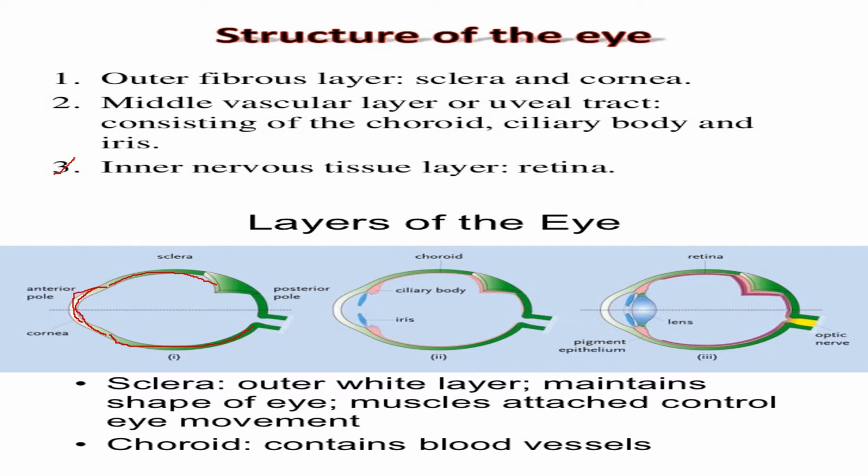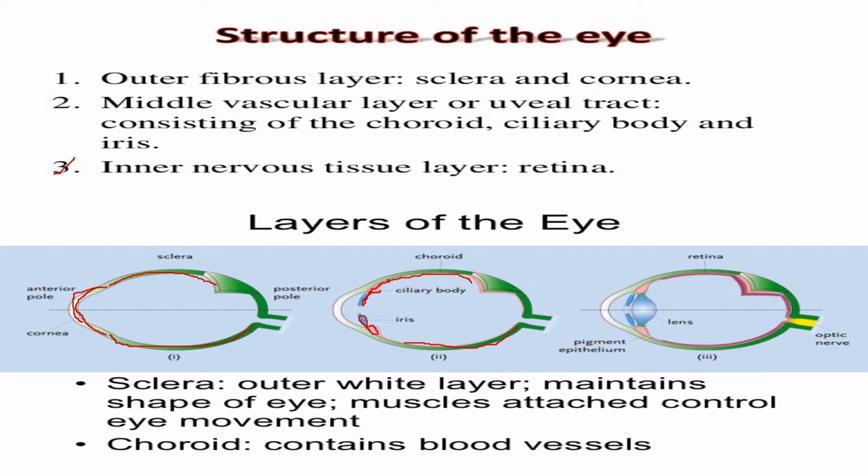And now coming to the second picture, here we can see the fibrous layer along with the middle vascular layer. The posterior part of the second layer, the middle layer, which is present towards the posterior side, is called the choroid, and this ends towards the anterior end in the form of the ciliary body. And here it has the pigmented sheet called the iris.